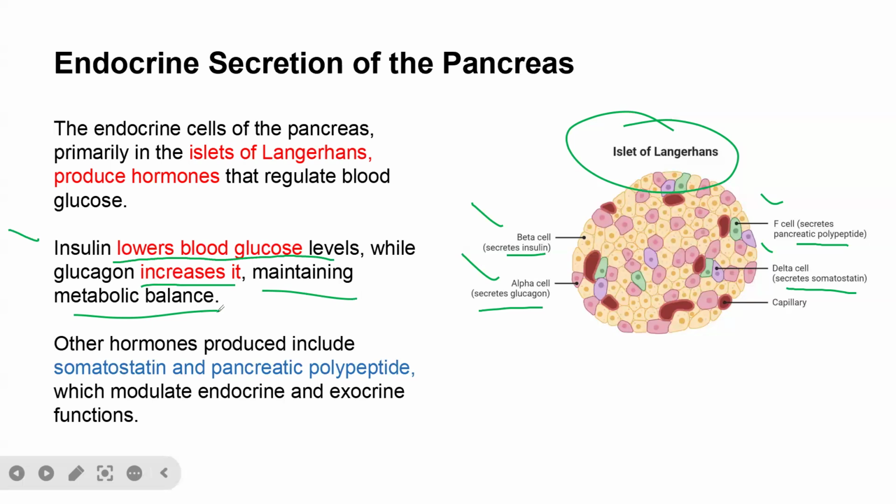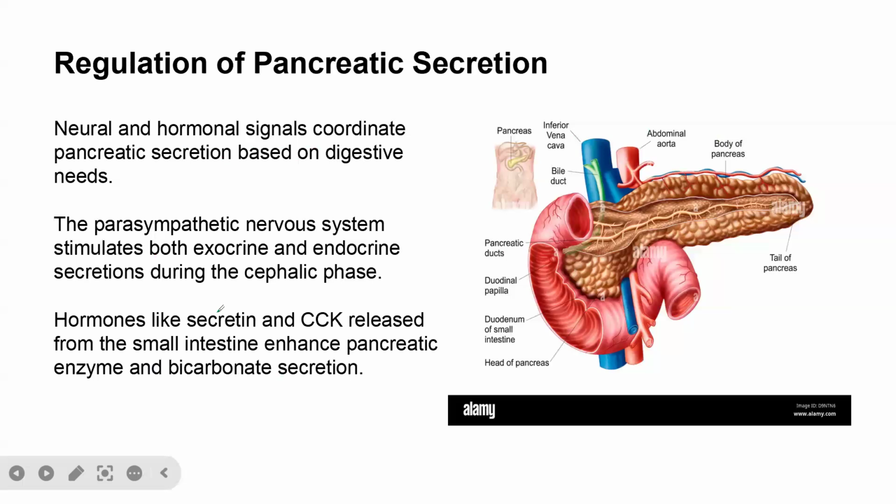So then the next thing is regulation of pancreatic secretion. Neural and hormonal signals coordinate pancreatic secretion based on digestive needs. The neural and hormonal signals are responsible for controlling when the pancreas is expected to secrete hormones or enzymes and when not to secrete. So it means that the secretion of the pancreas depends on neural and hormonal signals.